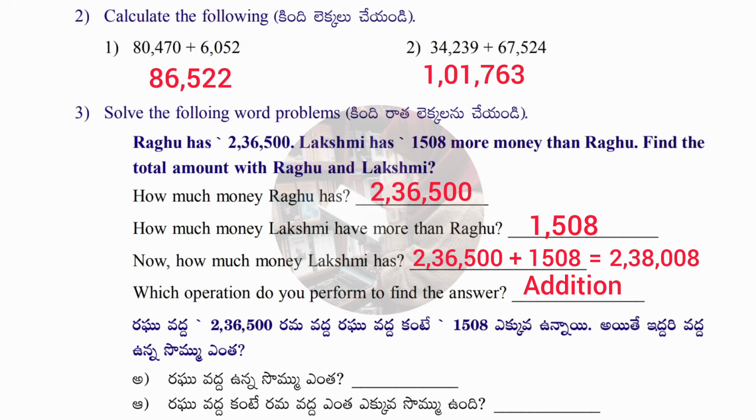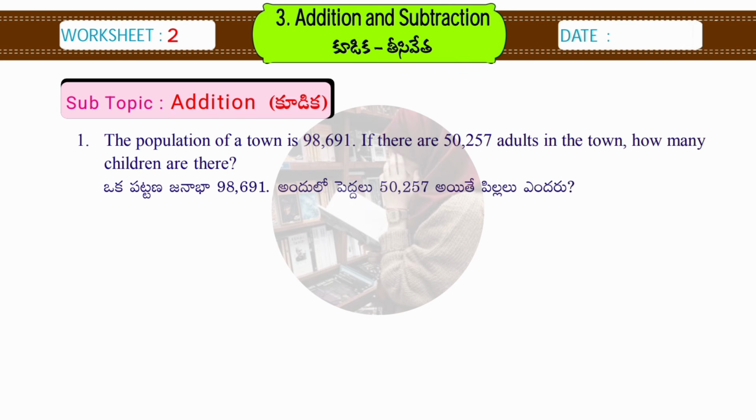Now we'll move to the next worksheet, which is worksheet number 2. Here the subtopic is again addition. Okay, let's see the first question. The population of a town is 98,691. If there are 50,257 adults in the town, then how many children are there? So actually the question is, there is a town of population 98,691. Okay. From that population, the adults are 50,257. Then we have to find out how many children were there.